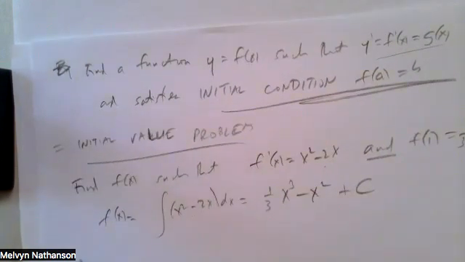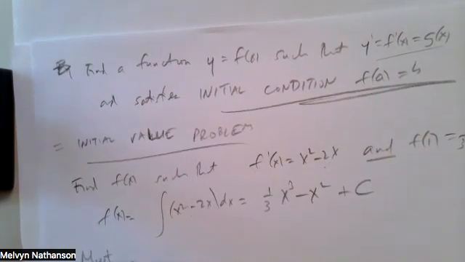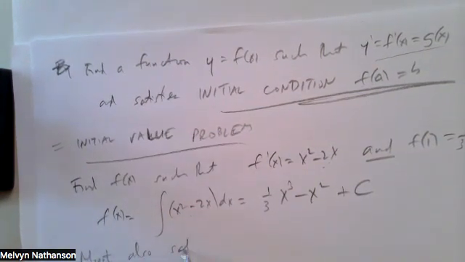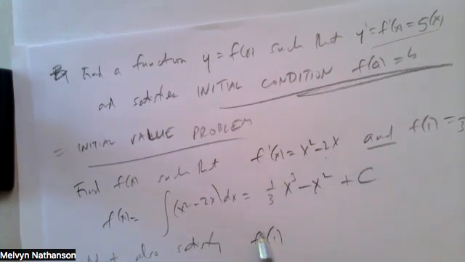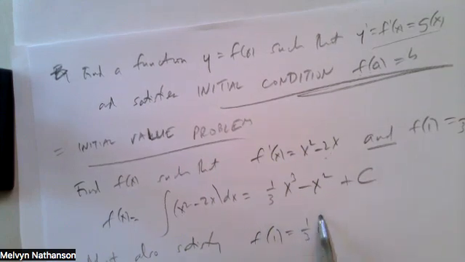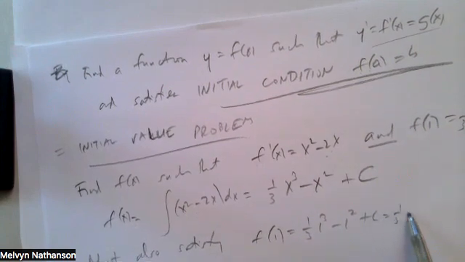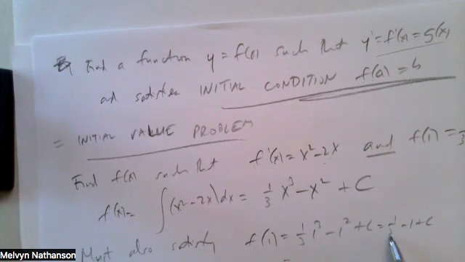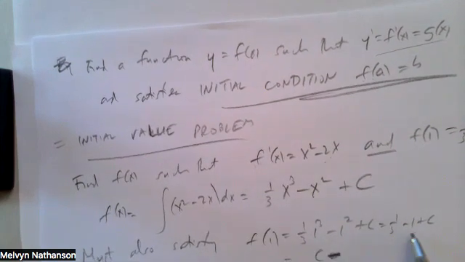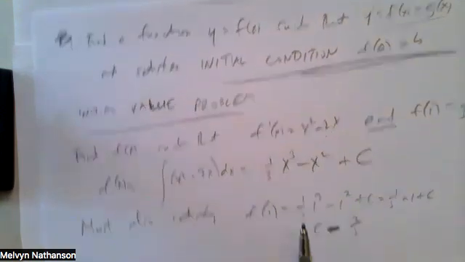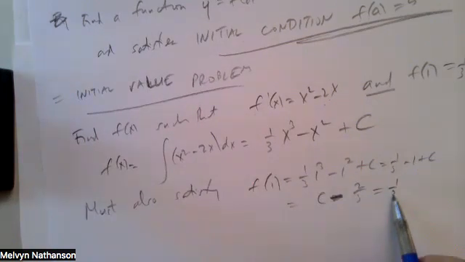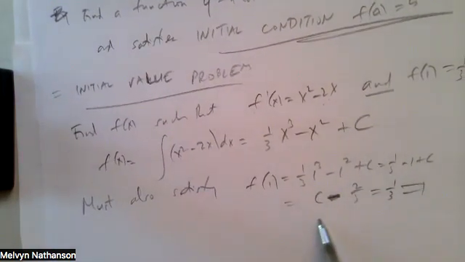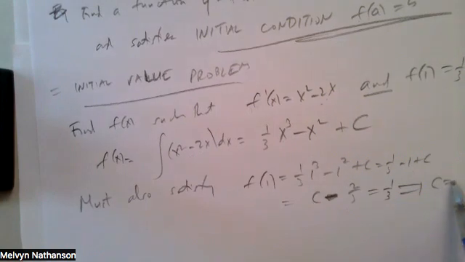But we also must satisfy f of 1 equals a third. What is f of 1? It's 1/3 times 1 cubed minus 1 squared plus c. That's a third minus 1 plus c. A third minus 1 is minus 2/3. And minus 2/3 plus c has to equal a third. So c is equal to 2/3 plus a third, c equals 1.